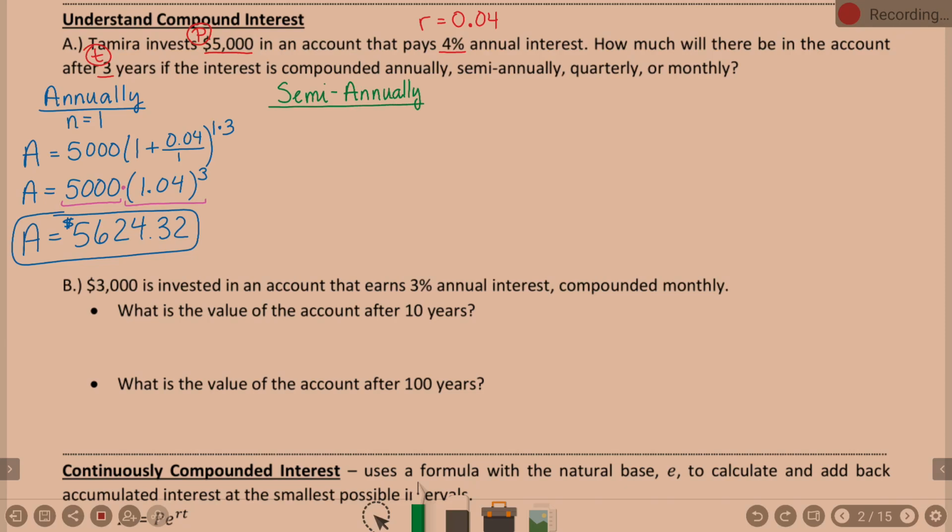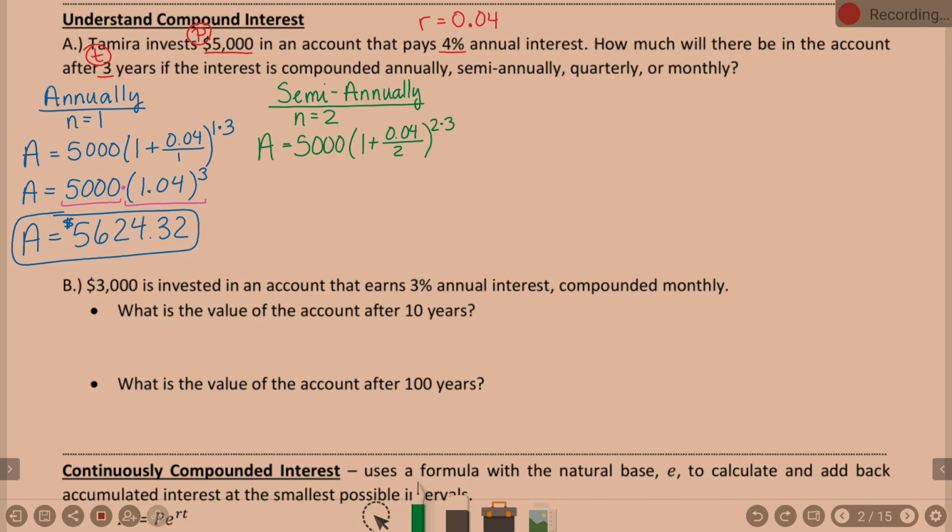What's going to change with semi-annually? Twice a year. Okay, if something happens semi-annually, like if there's a semi-annual sale, it's a sale that happens twice a year. So the only thing that changes is N is now 2. So I'm going to write out my formula again. A equals, still 5,000, 1 plus 0.04, except now instead of dividing by 1, I'm dividing by 2, raised to the NT, so 2 times 3.